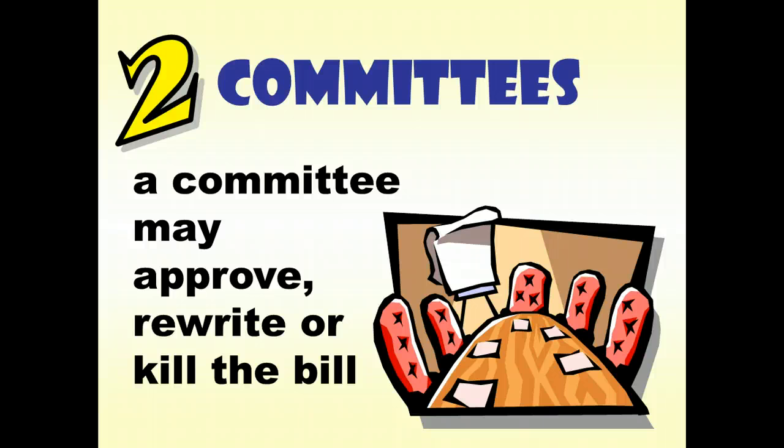Step 2 is the committee. Both the House and the Senate are divided up into committees. Let's imagine we've got 435 people in the House of Representatives. There has to be some way to break down that 435 into smaller groups of people, and not only smaller groups, but smaller groups that maybe have an expertise in that area.